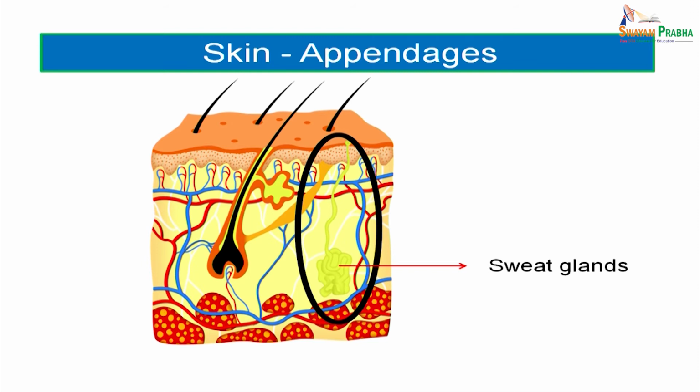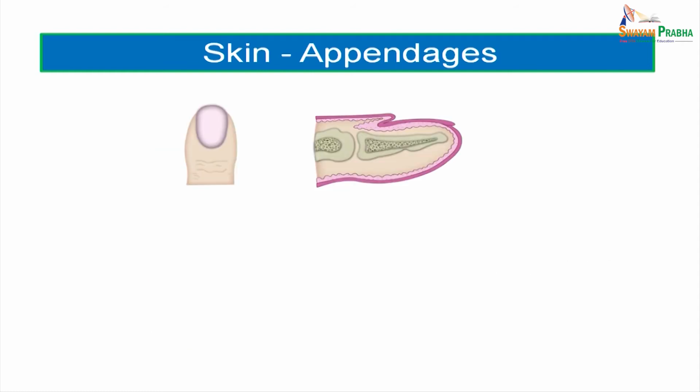So, this is about the sudoriferous glands or the sweat glands. The last appendage is the nails. Now, nails are nothing but the cornified layer of the epidermis, which are protecting the terminal distal portions of the phalanx. So, they are the modified stratified corneal zone.